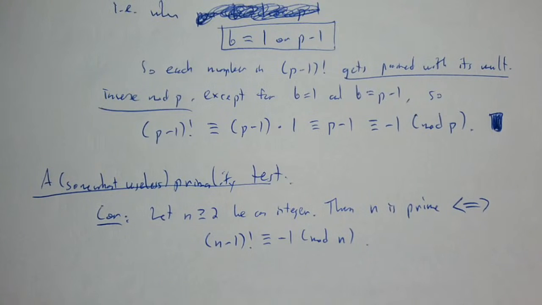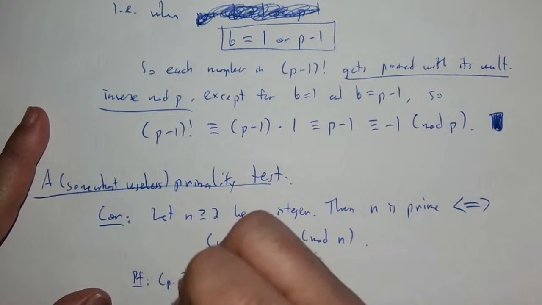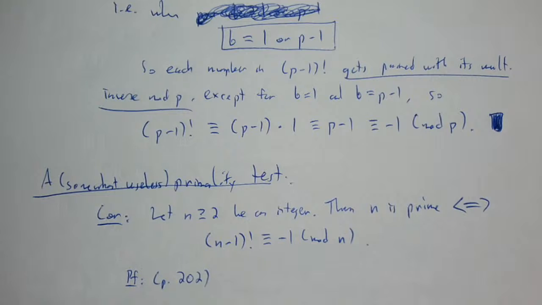Okay. So I will skip the proof. You can have a look at that on page 202 to see how this follows from Wilson's theorem. Basically, if n is actually composite, then n minus 1 factorial is divisible by n, so it has to be congruent to 0 mod n. So the only way that this works out, if this is congruent to minus 1 mod n, is that n has to be prime.